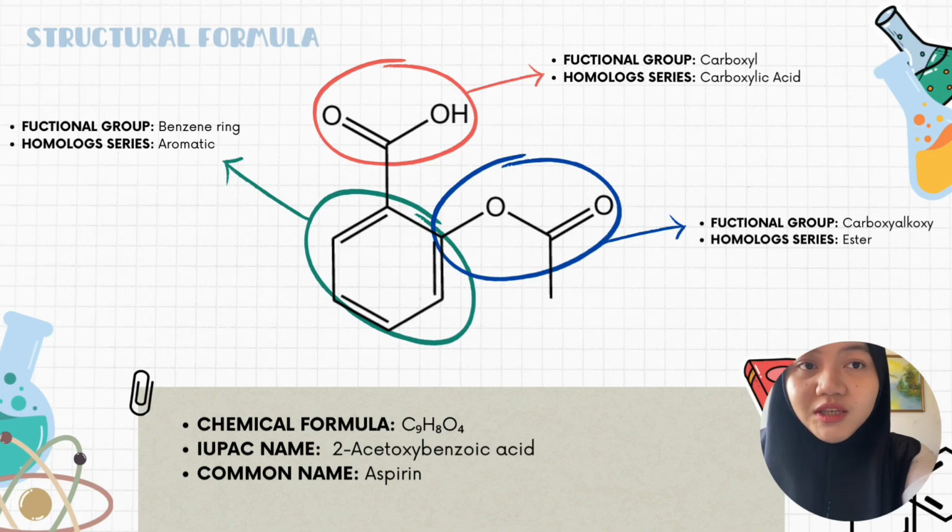Carboxyalkoxy is a radical that consists of carbonyl combined with alkoxy. The chemical formula for this structure is C9H8O4. The IUPAC name for this structure is 2-acetoxybenzoic acid. The common name of this structure is aspirin.